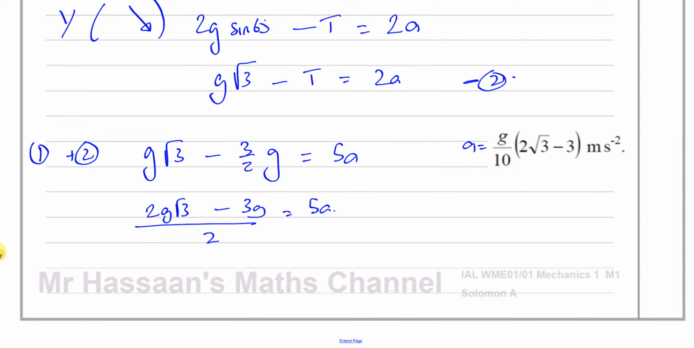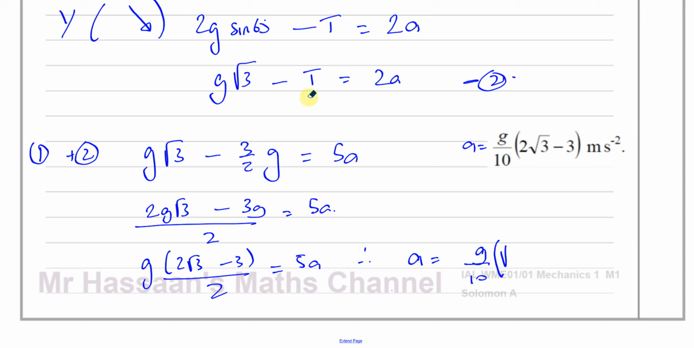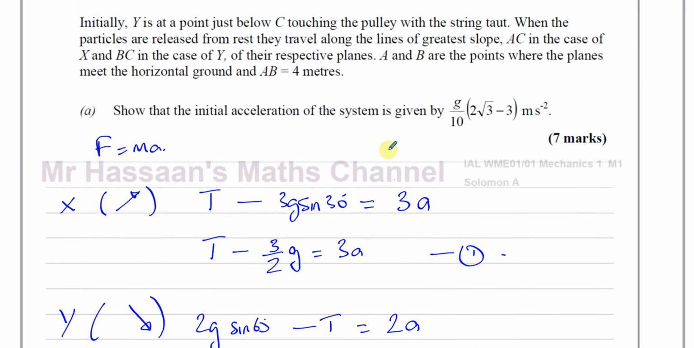And I can take out g as a common factor of these two. So I have g times 2 root 3 minus 3 over 2 equals 5a. And therefore I can divide both sides by 5. If I do that, I'll end up with exactly this: g over 10 times, let me write that a bit clearer, 2 root 3 minus 3 meters per second squared. So that's exactly what we had to show. And there's the answer to part A.